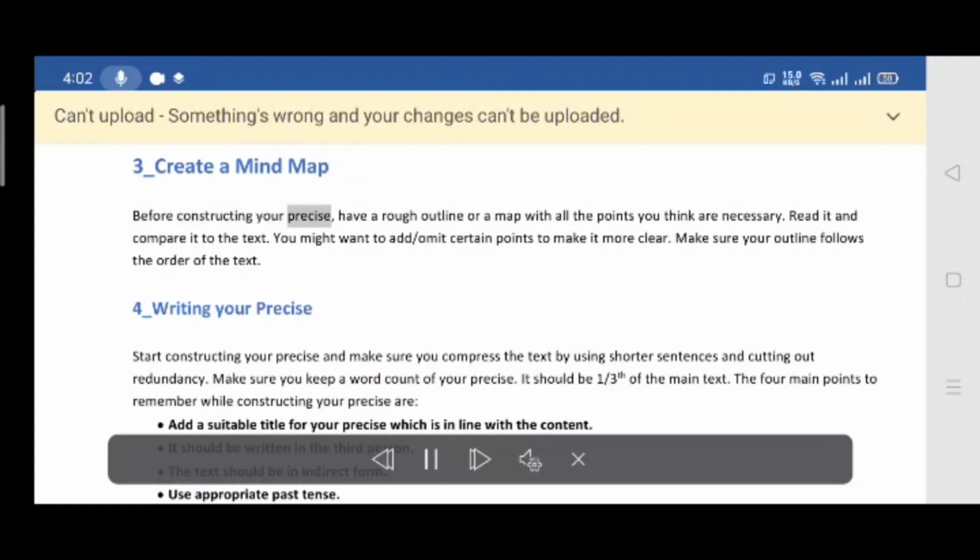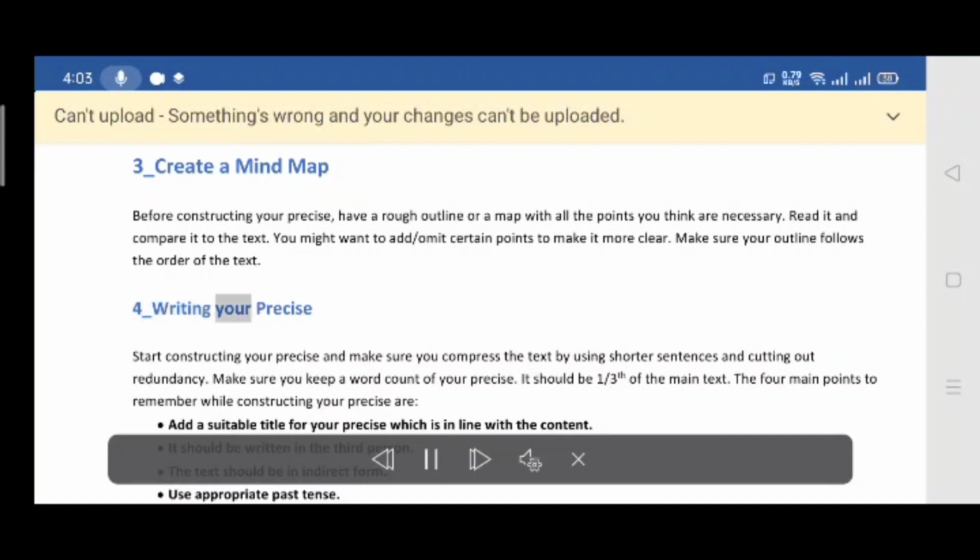3. Create a mind map. Before constructing your précis, have a rough outline or a map with all the points you think are necessary. Read it and compare it to the text. You might want to omit certain points to make it more clear. Make sure your outline follows the order of the text.